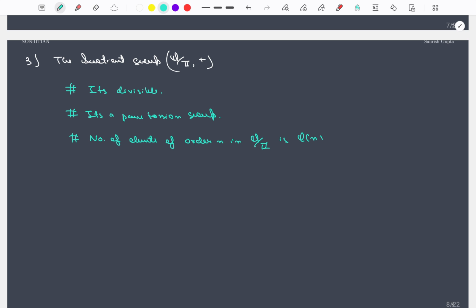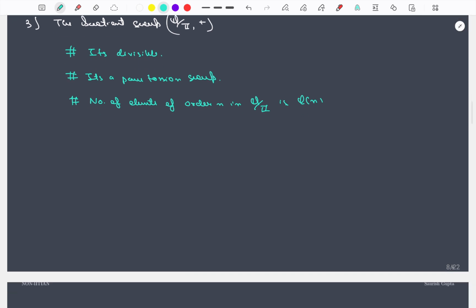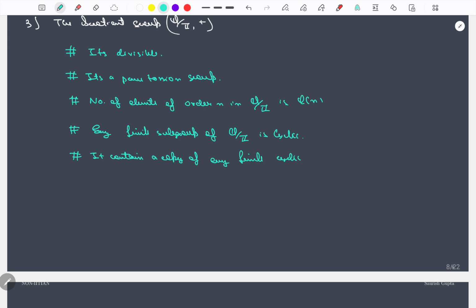The next important thing I would like to talk about is that every finite subgroup of Q mod Z is cyclic, and in fact it contains a copy of every finite cyclic group.